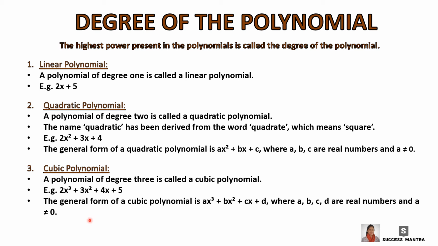Why a can never be 0? If a is 0, then this becomes a quadratic polynomial. So in order to make this a cubic polynomial, a should never be equal to 0.